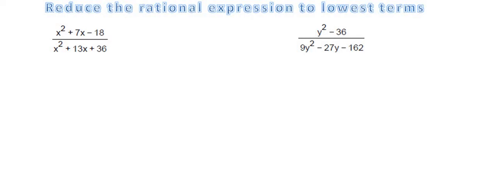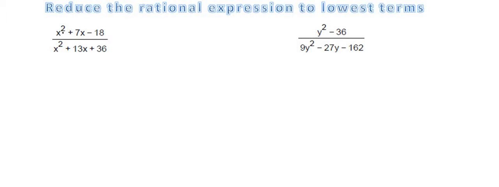Today I'm going to talk about how to reduce a rational expression to the lowest terms. For example, we have the division of two polynomials. How do we simplify these rational expressions? The point is we want to factor these two polynomials. Let's do it one by one.